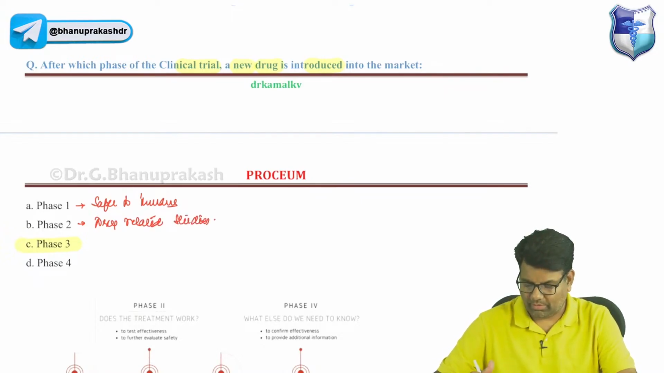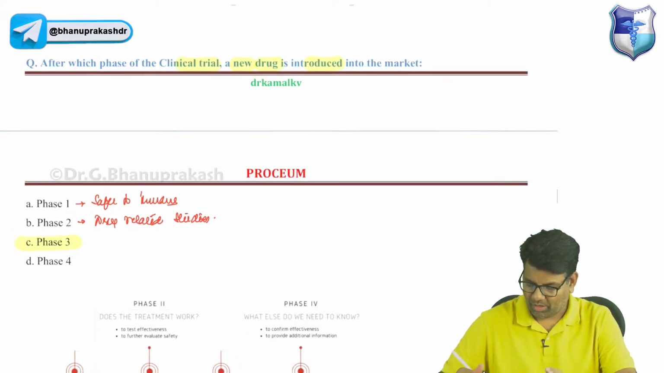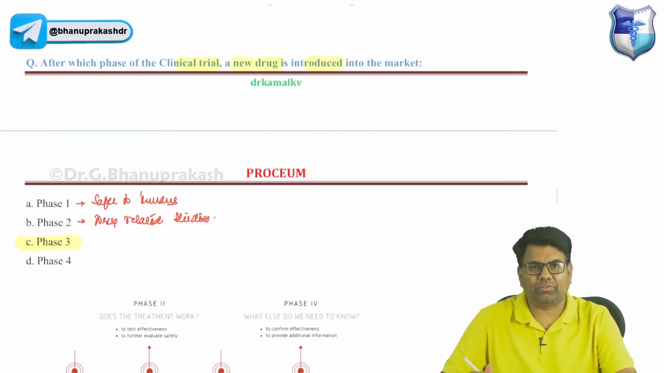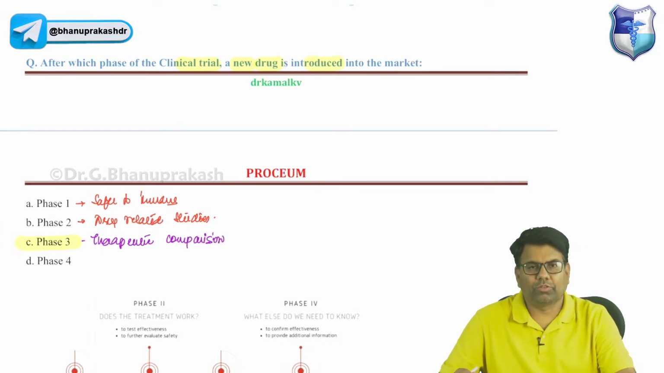Everything related to the drug, so that we can have the best and optimum effect, is studied in phase 2. Now in phase 3, the drug under consideration, we will do therapeutic comparison. So we will do comparison.